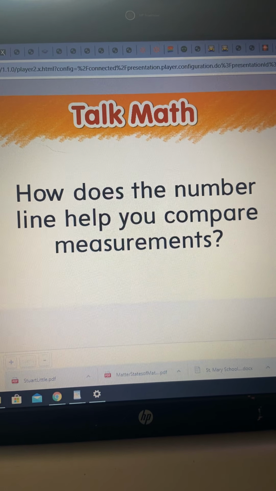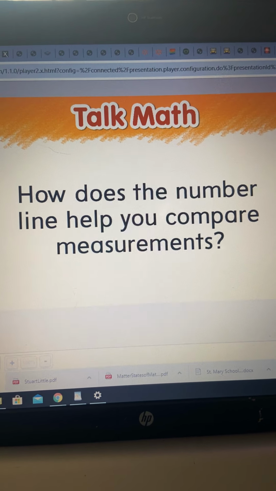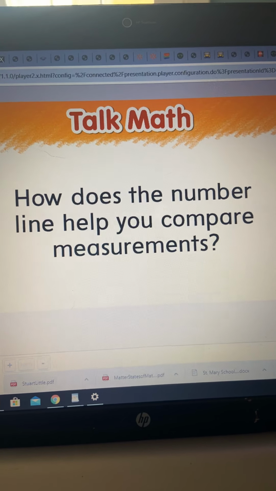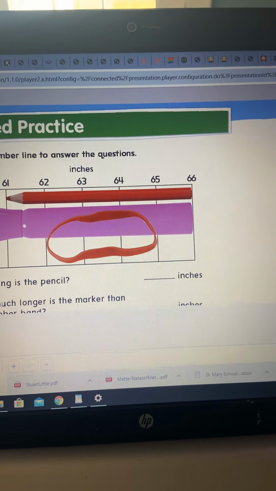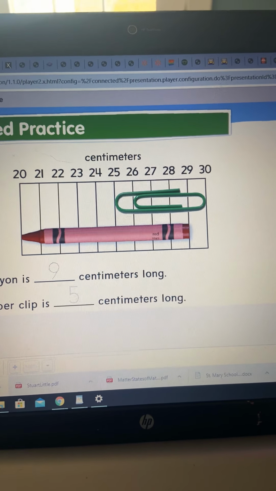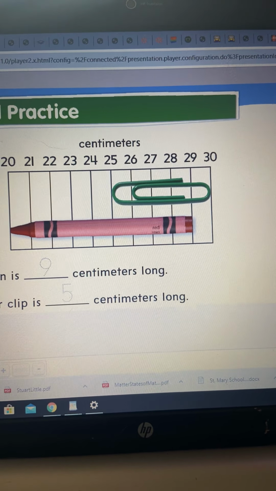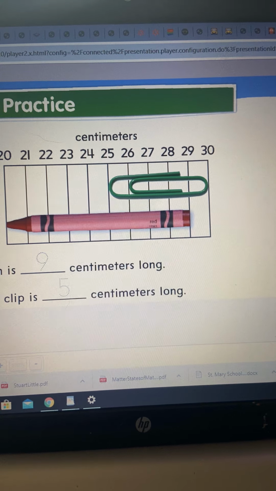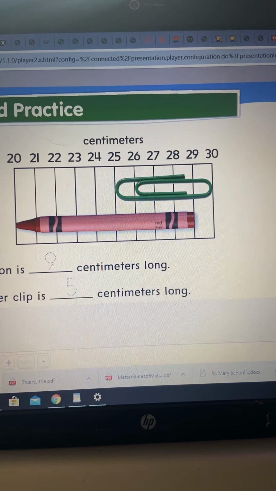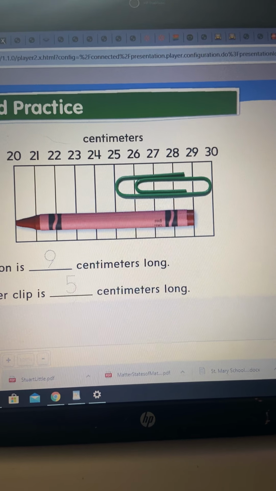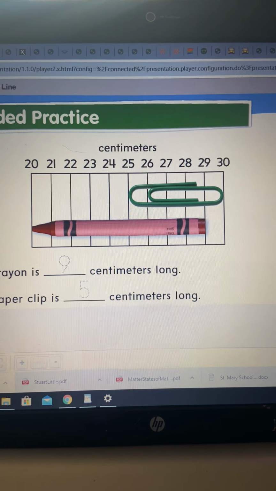How does the number line help you compare measurements? How does it help you compare? Well, if you go back to the number lines, it shows you the size of the things that you're measuring. Which one's shorter, which one's longer, and how much shorter it is, because the numbers are laid right out there for you.